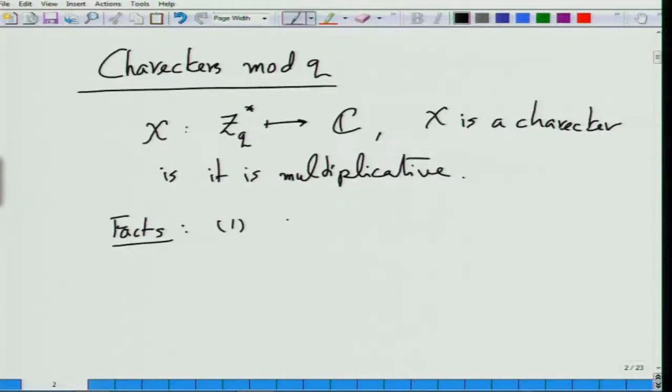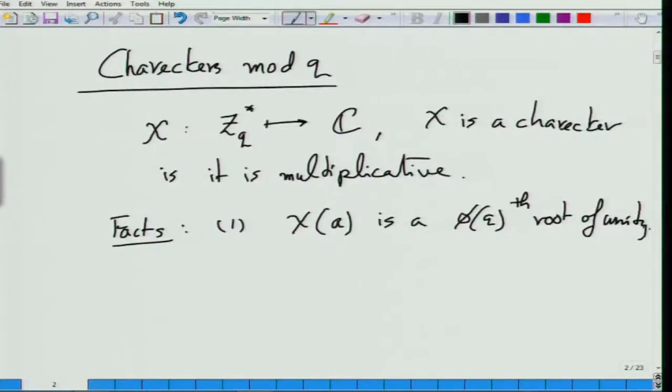First is that chi of A is a phi(q)th root of unity. That is because for any A in Z_q star, A to the phi q is 1, because the size of this group is phi of q. Therefore, since chi is multiplicative and chi of 1 is 1, chi of A to the phi q is 1, which means that chi of A is a phi(q)th root of unity, which obviously implies that the characters always map to the unit circle on the complex plane.